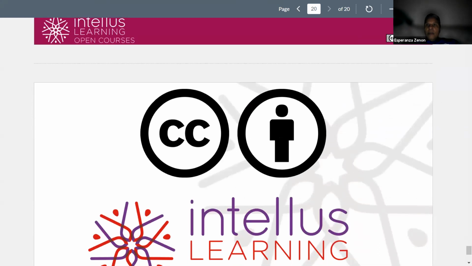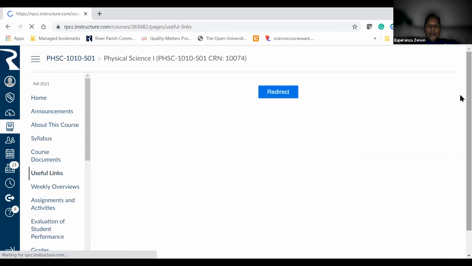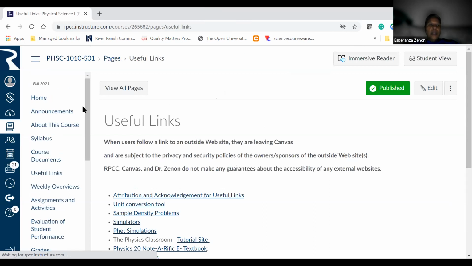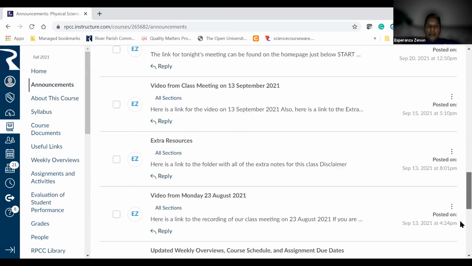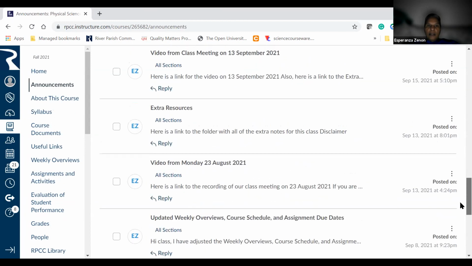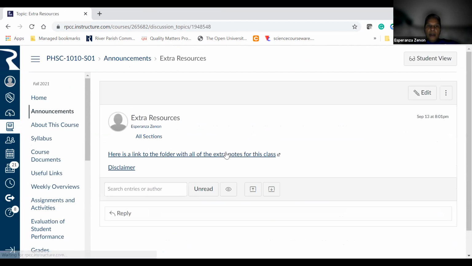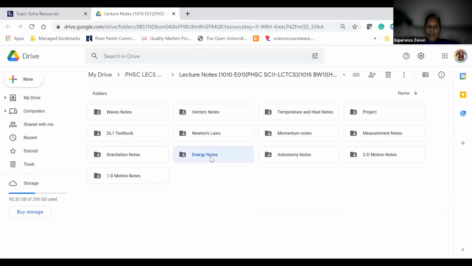Right? So that's what I wanted to share with you in this packet. What I want to do now is I'm going to go into useful links. Well, actually, before I do that, let me go into the announcements and bring up our extra notes. So I'm going to go and find that link to that. Let's see. Extra resources, there it is. And I'll go into this folder and I'll bring up the one for energy.